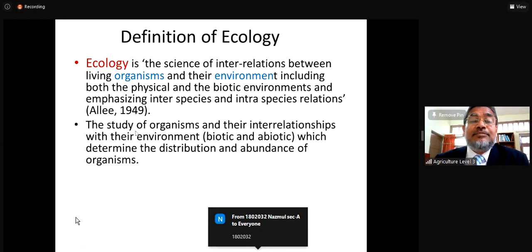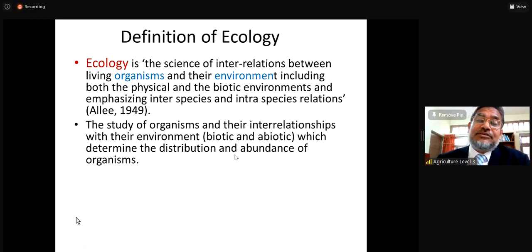Again, we can say in this simple way, the study of organisms and their interrelations with the environments. Environment, what does it mean? Environment has 2 components, biotic and abiotic. Biotic and abiotic, I would like to explain in the next slide. So this interaction determines what will be the distribution and the abundance of the organisms.